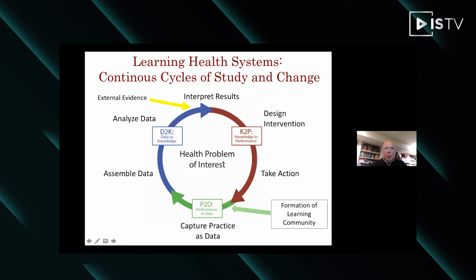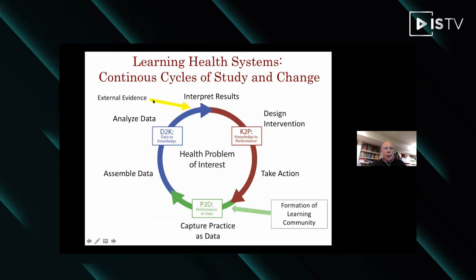This could be lowering morbidity and mortality. This could be increasing access to care. It could be any health problem whatsoever that a community takes interest in. The cycle begins when this community begins to capture practice as data. What are we doing now? And moreover, what are the metrics against which we would like to improve? The community then assembles data reflective of this practice in a form that is amenable to analysis. It analyzes the data and creates a result, something that could be seen as knowledge.